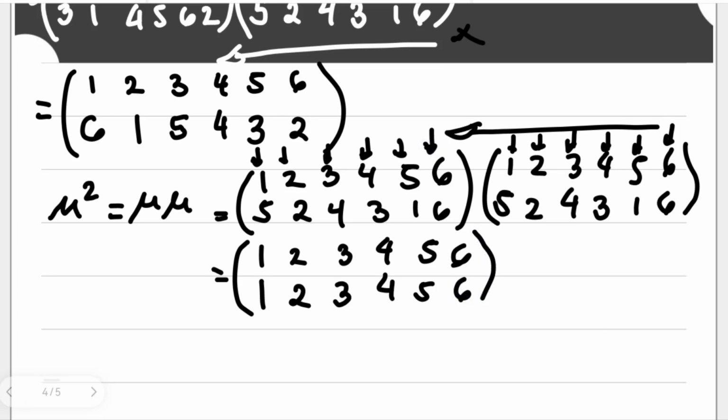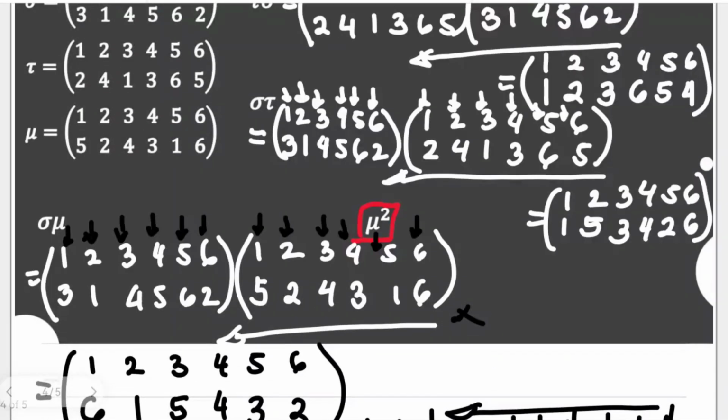So our result for the square of mu is actually the identity permutation for S6. It is the identity because each element is mapped to itself. This is how we multiply permutations.